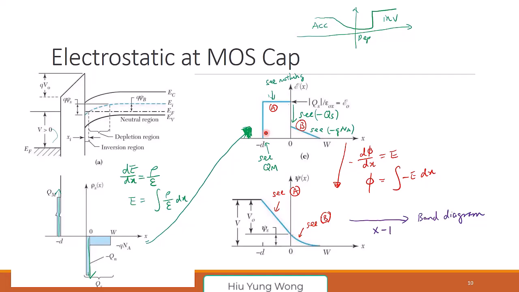Right? So in summary, there are a few steps. Let me say, this is step 1: you get the electric field from the charge by integration. Then you get the potential from the electric field by integration. And finally, you multiply it by -1, you get the band diagram.